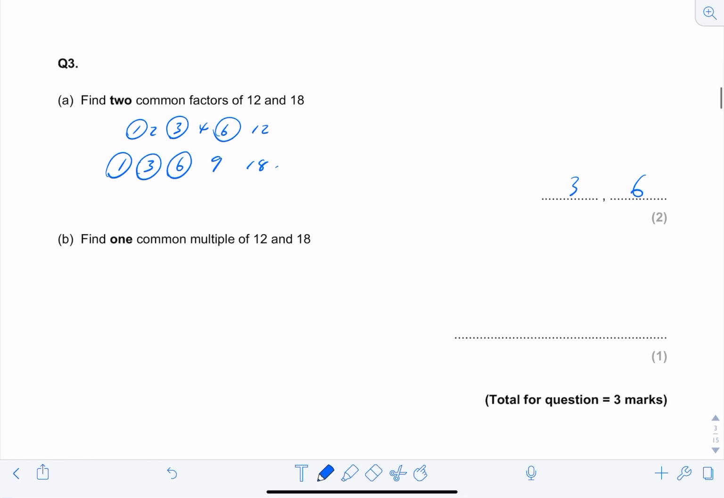One common multiple of 12 and 18. It just says one common multiple. So I can see that 36 is going to be a multiple because 18 times 2, but it really doesn't matter. You could just do 12 times 18 if you want. 12 times 18 is 216. Ooh. 216. That's fine. 36 is fine. 72, all fine.